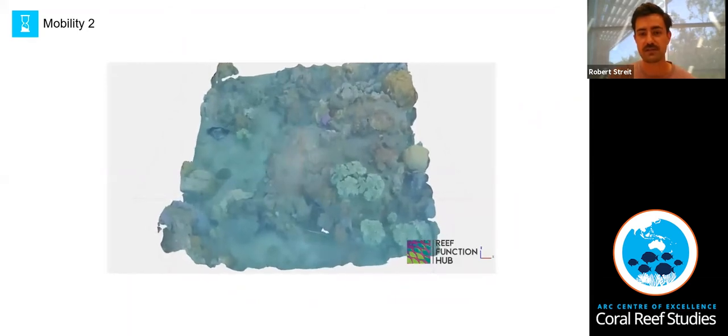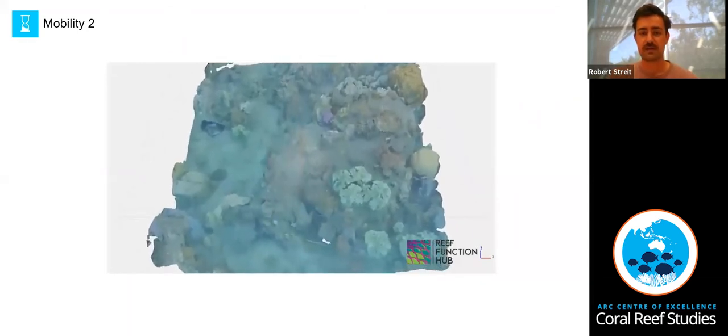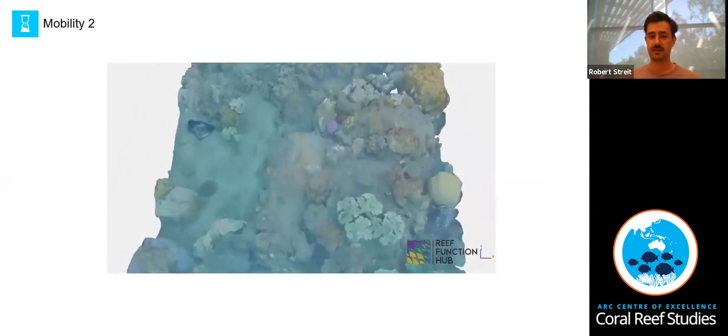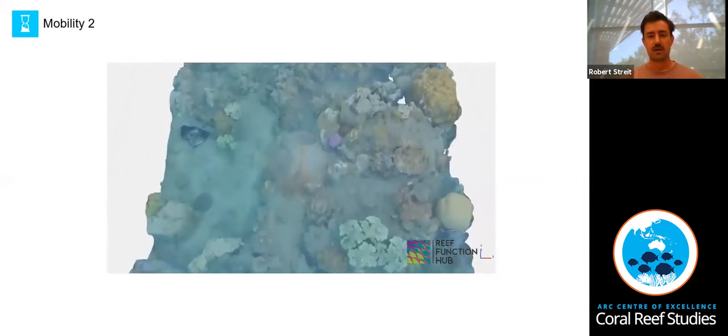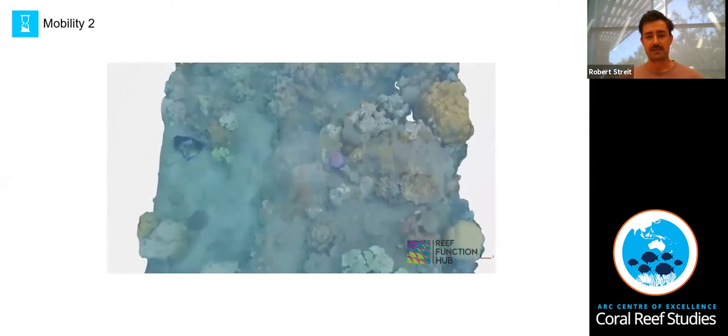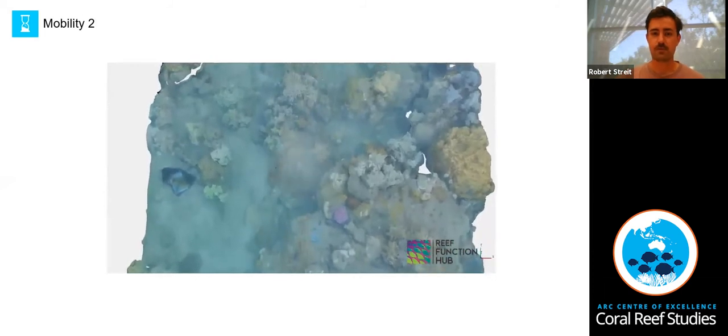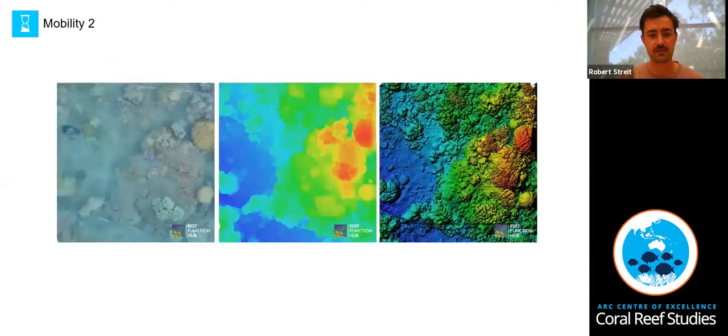That's 3D photogrammetry, where you can take images of the reef and then with computer software, you can stitch them together and you get a three-dimensional model. The biggest effect is that it looks really cool in presentations and you can show really cool videos with this. But what you can also do is you get these really cool maps.